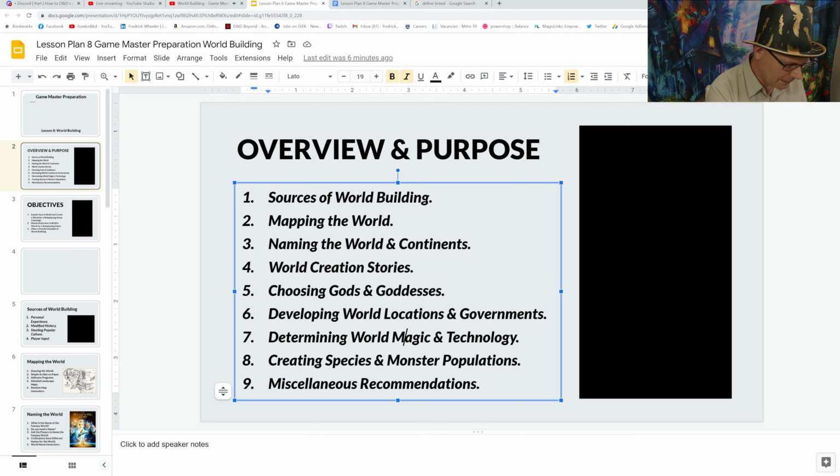And then 2, mapping the world, naming the world and continents, naming the world.